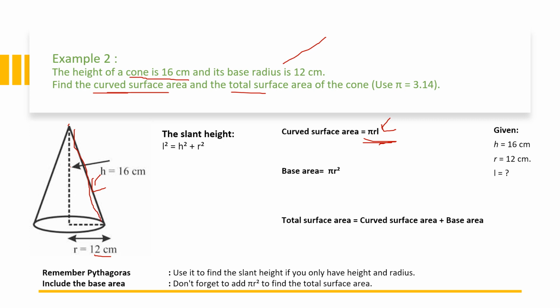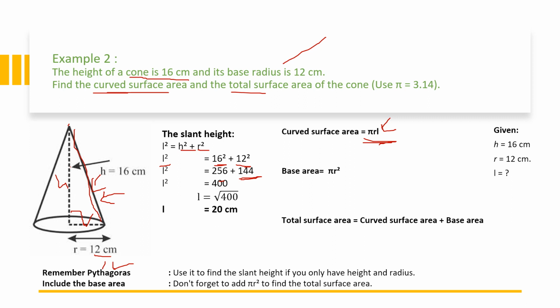How do you find out? Because it's a right angle triangle, we can use Pythagoras theorem. In the Pythagoras theorem, as I mentioned in the beginning, hypotenuse square is equal to h square plus r square. So L square is equal to h square plus r square. Substitute them. Height is given 16 square, radius 12 square. So L square is equal to 16 into 16, 256, plus 12 square, 144. That is equal to 400. L square is equal to 400. Then L is equal to square root of 400, that is equal to 20 centimeter.